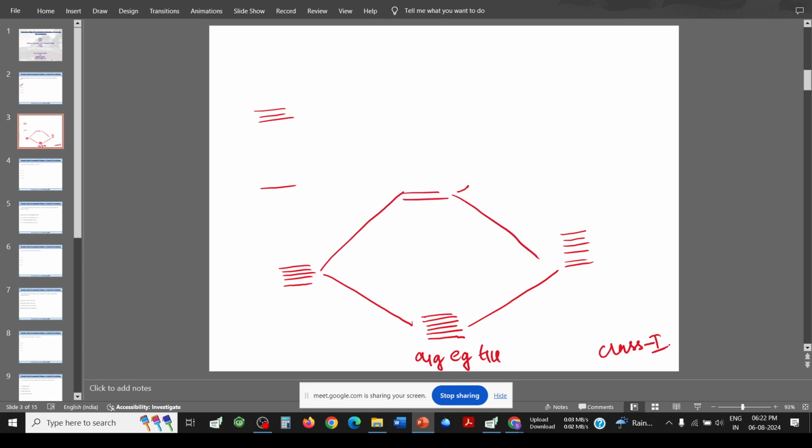Eg star. Eg star. And what will be the delta O? Sir, that will be a non-bonding orbital, and the delta O will be between T2g and Eg star. Yes, this T2g and Eg, it will have a delta O.